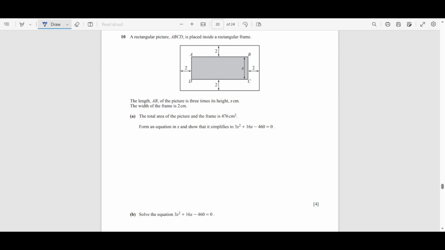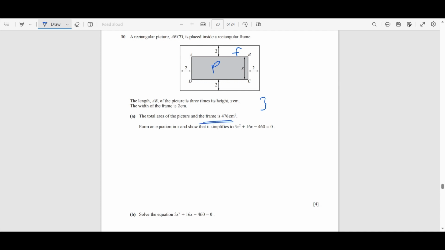Okay, question 10. A rectangular picture ABCD is placed inside a rectangular frame. The total area of the picture and the frame... Right, so this is the picture and the outside white one is the frame. This is all the information defining the diagram. The total area is 476.